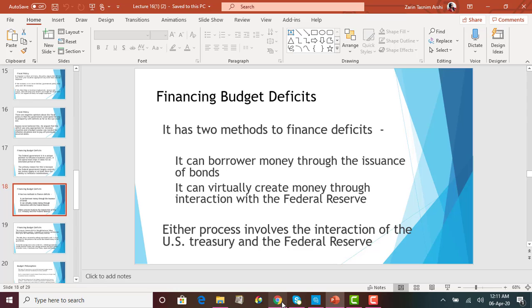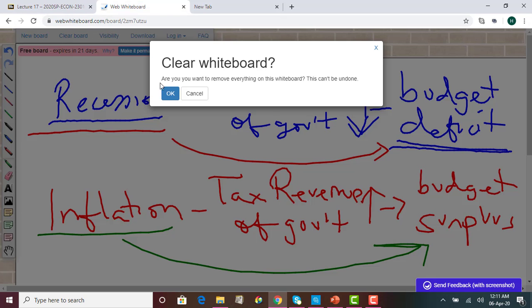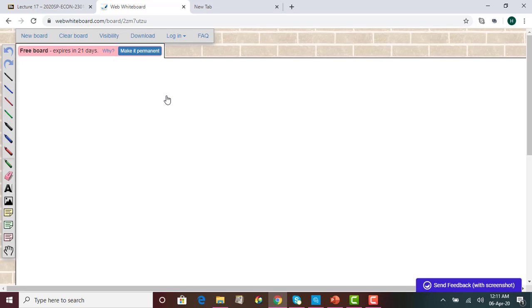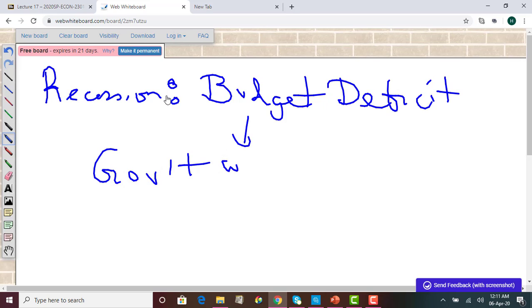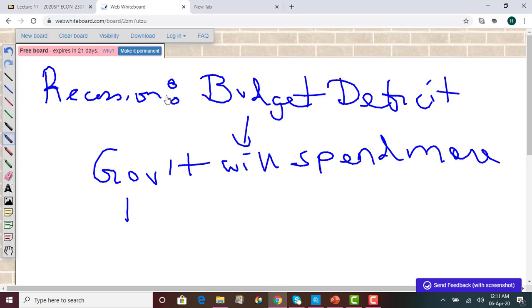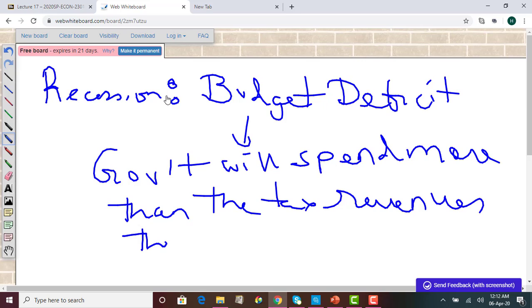So in a scenario like we were just talking about, when we have a budget deficit, let's again assume we have a recession. If we have a recession, in this case we will have a budget deficit for the government, right? The government will spend more than the tax revenues that they will earn, right?